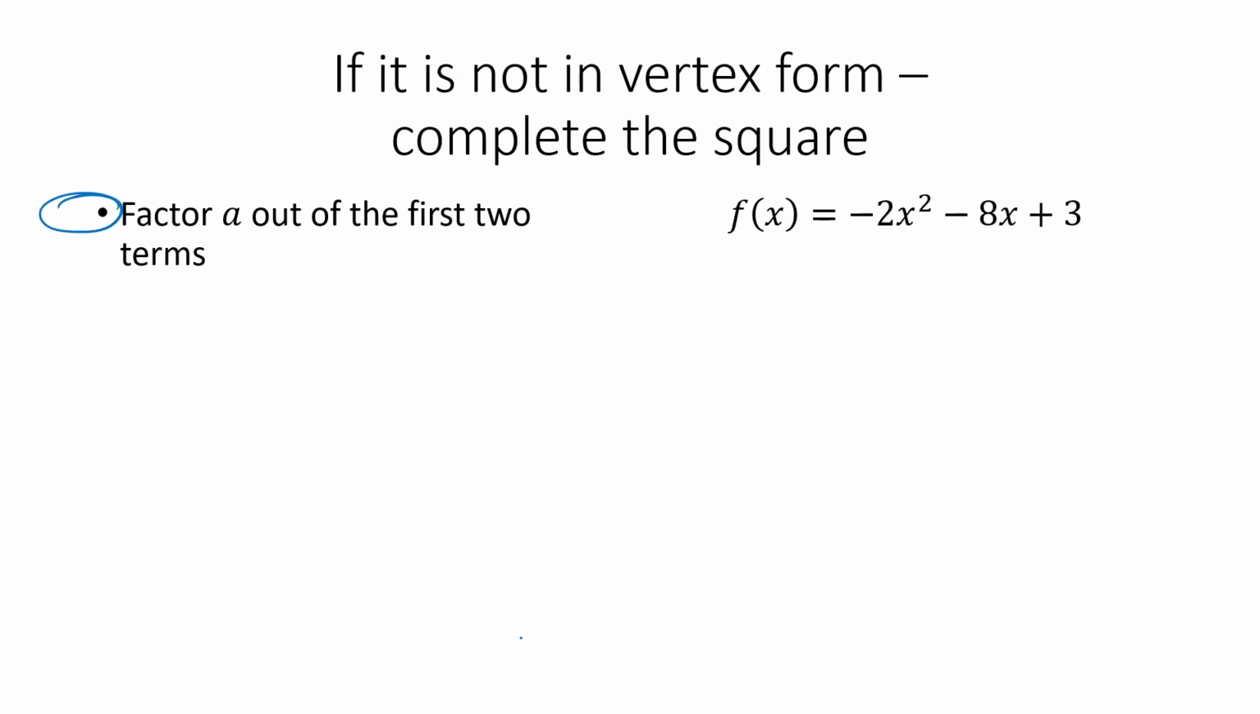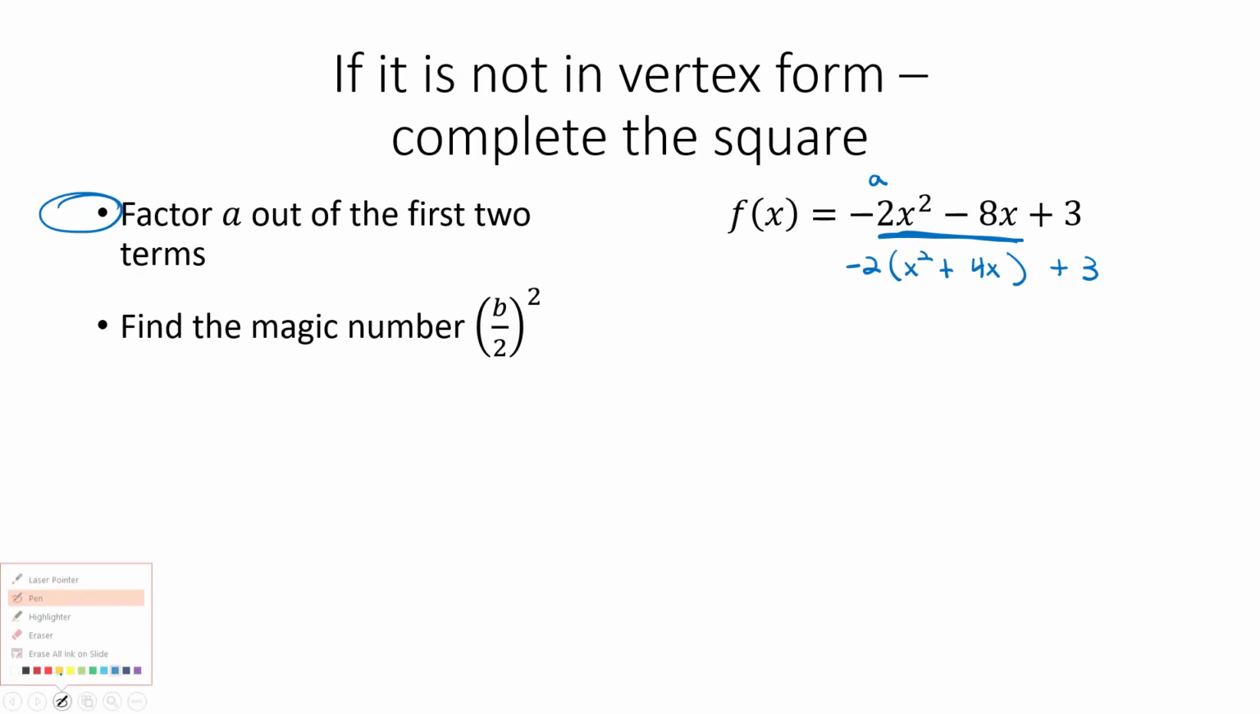First, we factor a out of the first two terms. So that's a. We're going to factor it just out of the first two terms. So we factor out a negative 2. That's how we get the a out of the way. And that leaves us with x squared plus, well, actually, negative divided by negative is a positive, 8 divided by 2 is 4x. And that plus 3 is out of the way. So now we've taken care of the a, and we've also taken care of the constant term.